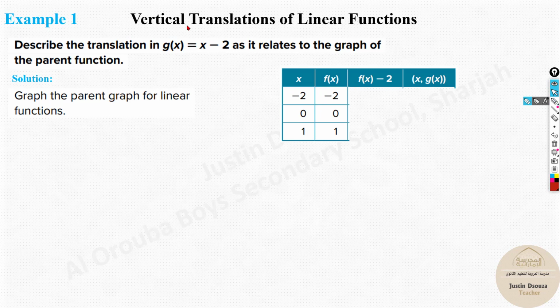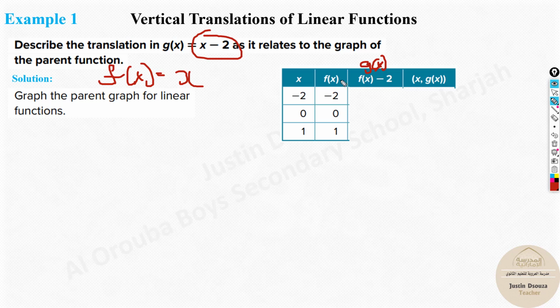All you need to do is, see, this is the parent function, f of x. Now what is the given function over here? x minus 2. So basically g of x is the parent function minus 2, or you can just substitute these x values here. The parent function here is y, sorry, it's f of x. y or f of x is the same, is equal to x. So whatever x values we assume will be the same for f of x.